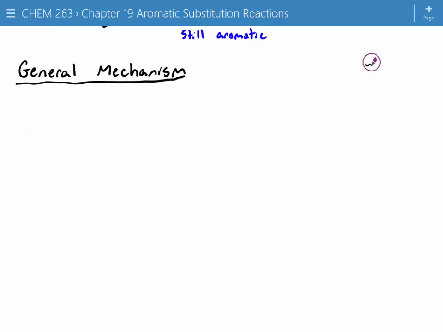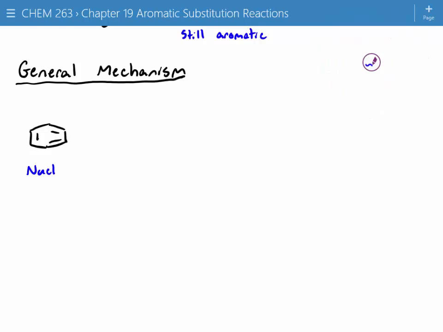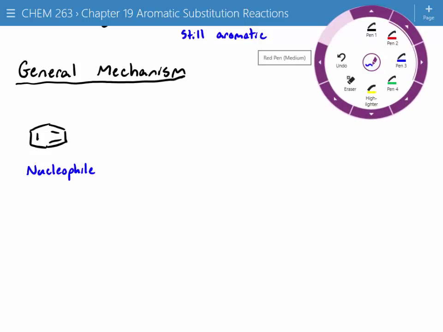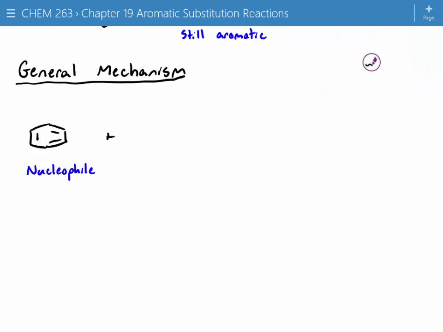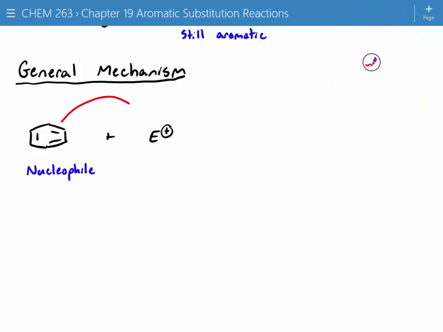So if we look at the general mechanism, we've got benzene. Benzene's got pi bonds in it. Are pi bonds nucleophiles or electrophiles? Nucleophiles, right? So benzene's a nucleophile. And then we have to react this with some sort of electrophile. I'm just going to call this generic E+. If we do our arrow pushing, the nucleophile that's a pi bond will attack our electrophile.